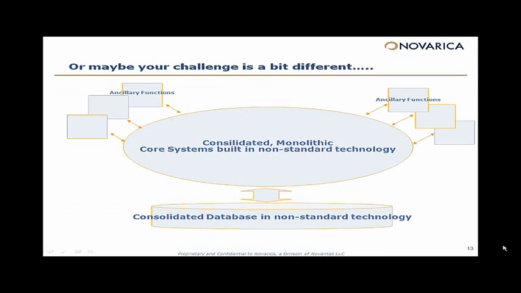But we also go into carriers and we find that some of them are dealing with one consolidated monolithic core system that's built on non-standard technology. So all of the capabilities for the organization could be in here. Policy, billing, claims, all in one big system that provides all capabilities across the organization. What we find here is that in order to upgrade or replace their technology, they have to really divvy up these solutions and introduce components to address policy, billing, and claims.